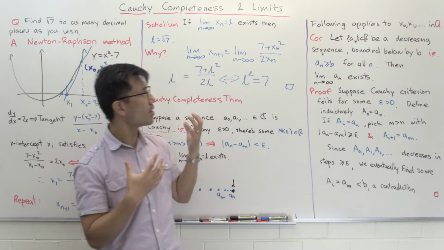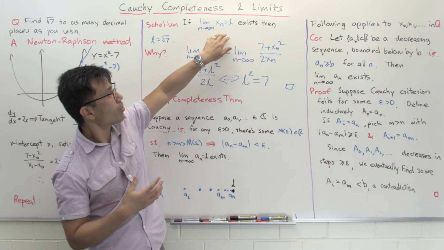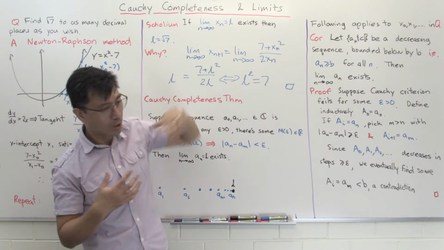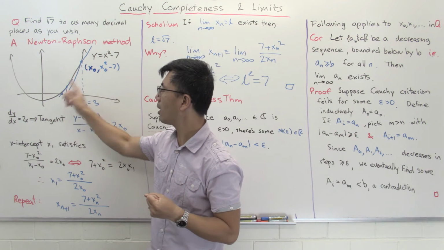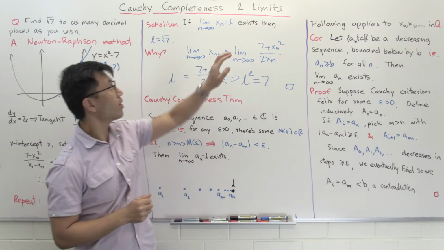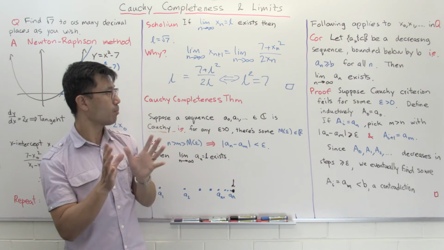Okay, so that's a rather nice argument. And the key point, though, is that unfortunately you can't just say the limit is equal to root 7 until you know that this limit exists. Okay, so that's a key point.